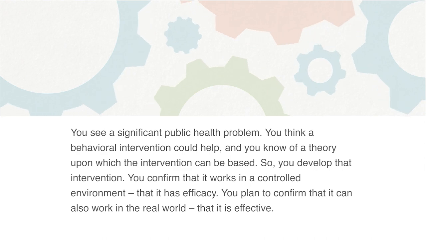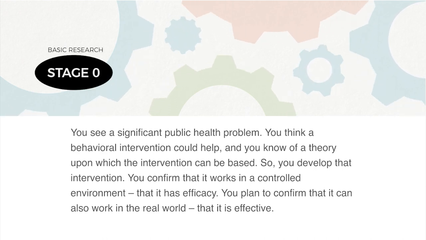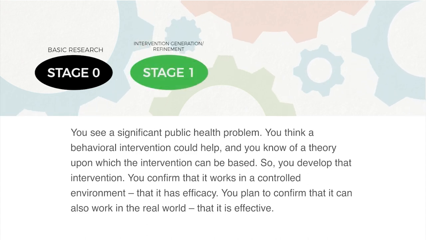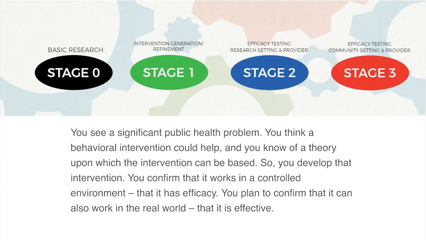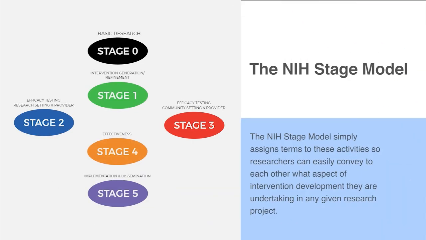You see a significant public health problem. You think a behavioral intervention could help, and you know of a theory upon which the intervention can be based. So you develop that intervention. You confirm that it works in a controlled environment, that it has efficacy. You plan to confirm that it can also work in the real world, that it is effective. The NIH Stage Model simply assigns terms to these activities so researchers can easily convey to each other what aspect of intervention development they are undertaking in any given research project.